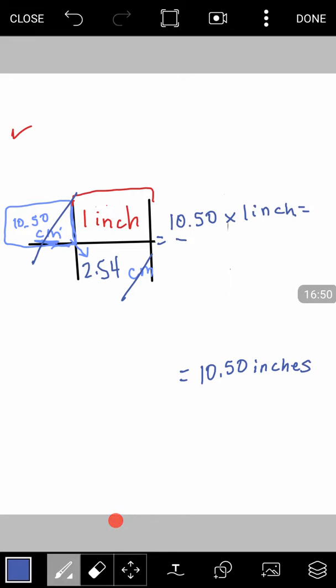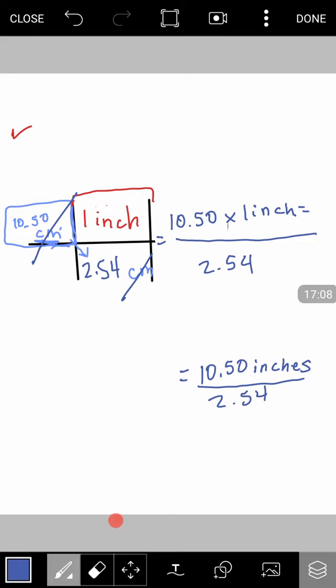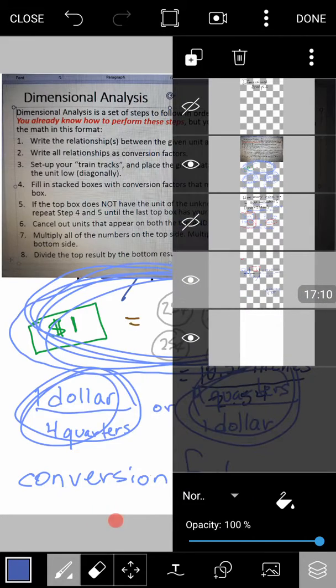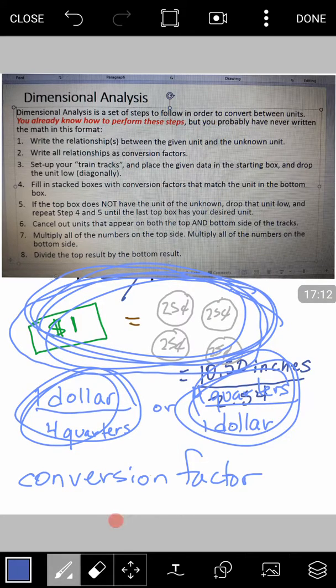And we're going to do the same thing on the bottom. On the bottom, you have just 2.54. So we're just going to write that again. We don't have 2.54 cm because we got rid of that because it was on the top and the bottom. So we're going to bring that down here as well, 2.54. Okay? So we multiplied everything on the top. We multiplied everything on the bottom side. And then the last step is to divide the top result by the bottom result.